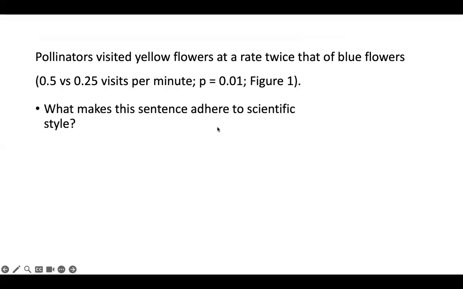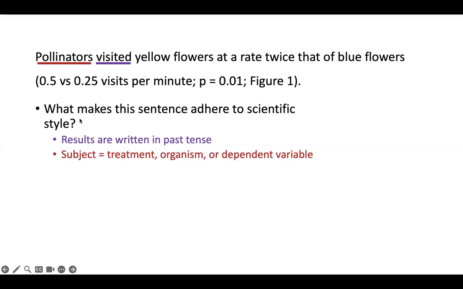Okay, let's get into some of the details of this. So what makes this sentence adhere to scientific style and is effectively written? So first, like we introduced a while ago, it's written in past tense. Visited is a past tense verb. Next, the subject of the sentence is the treatment, organism that you studied, or the dependent variable. So in some capacity, you're focusing on the variables studied, which again is what we report in figures anyways.